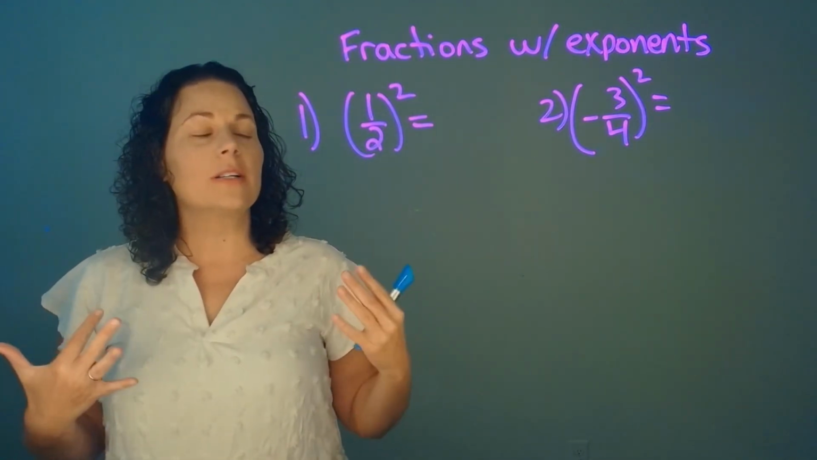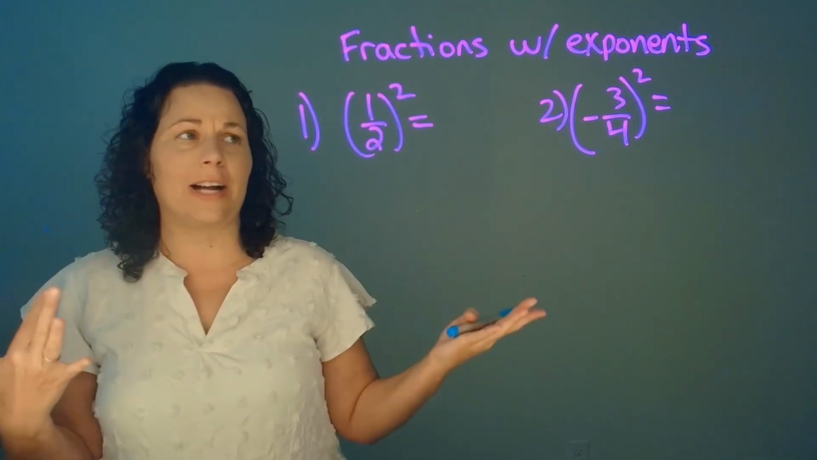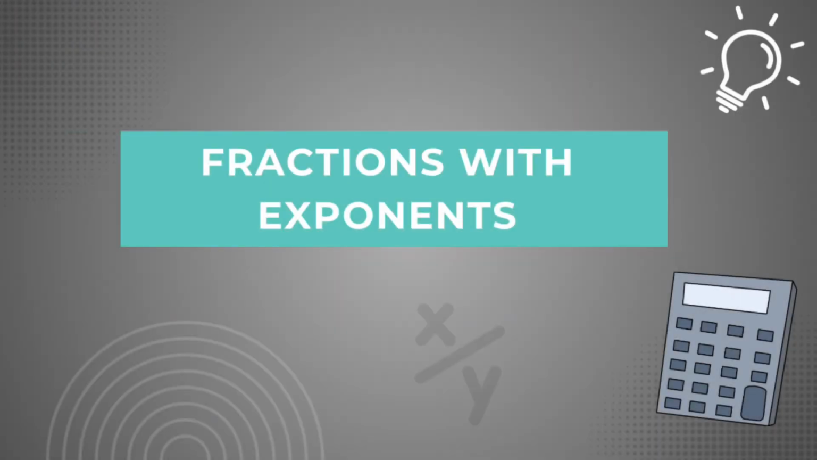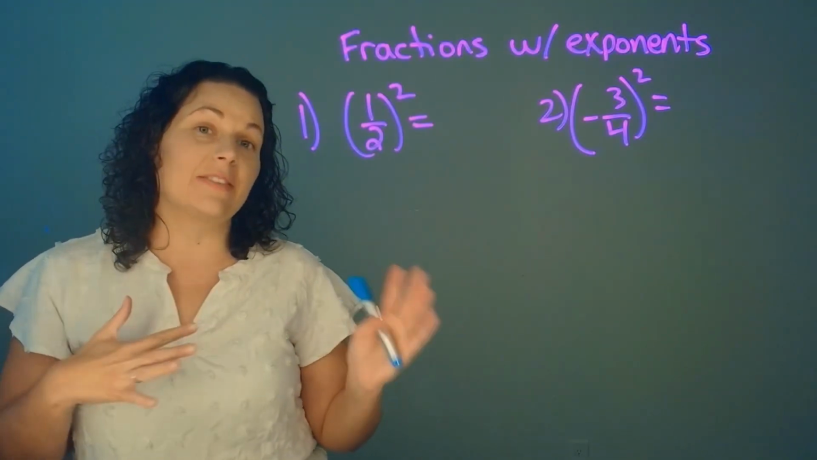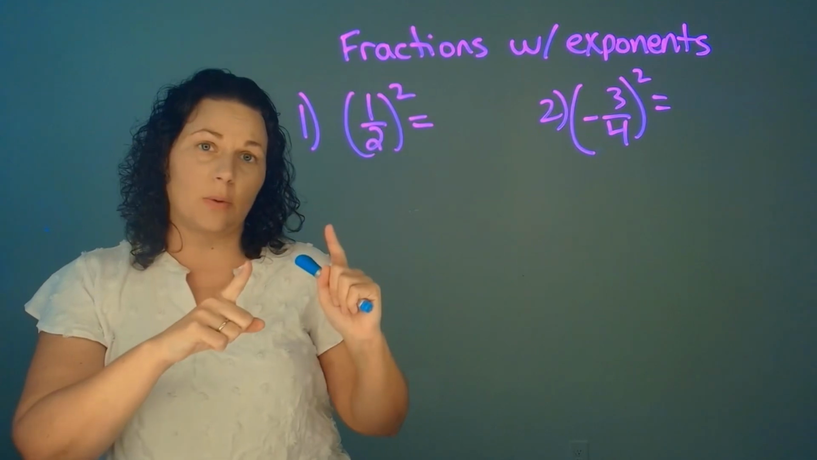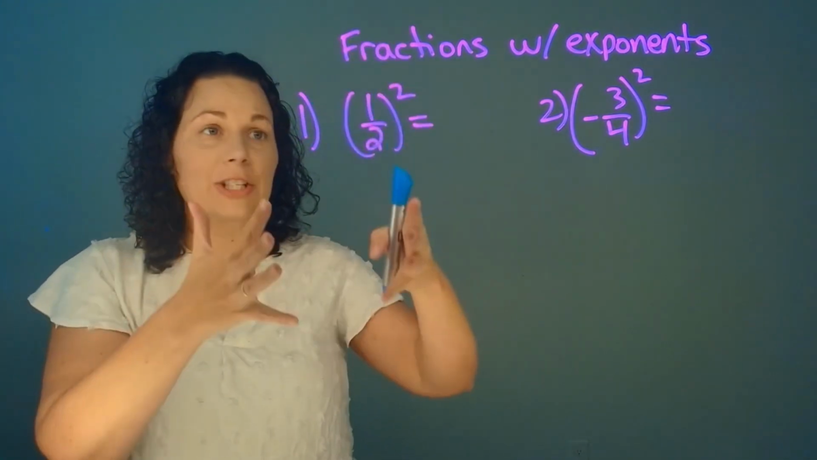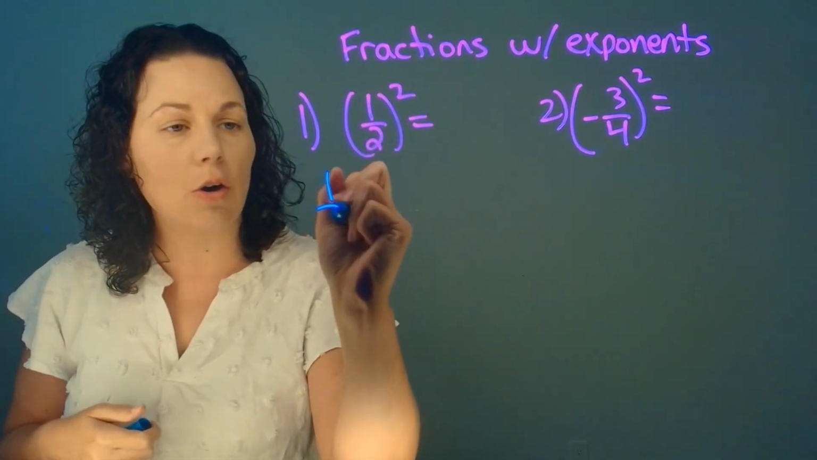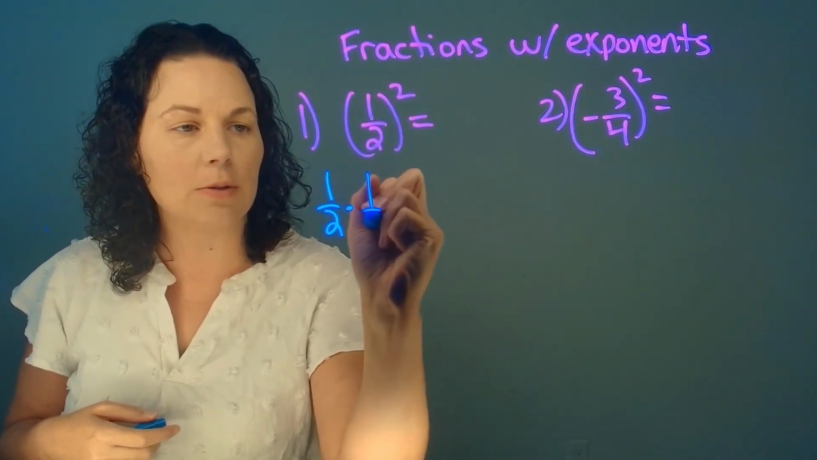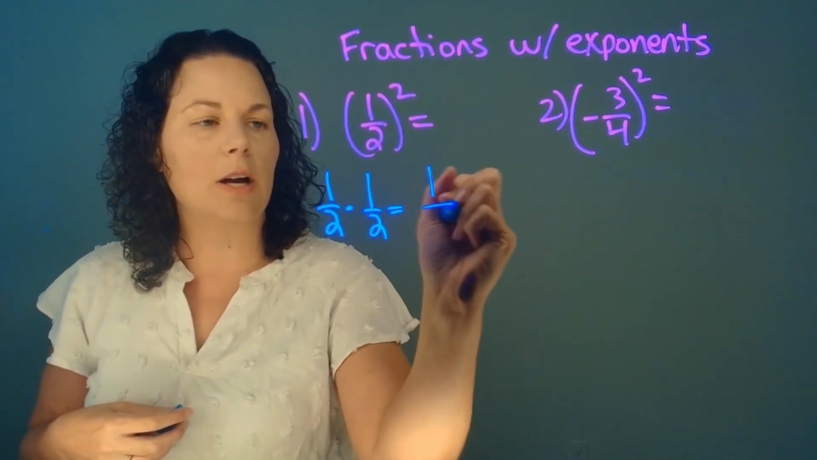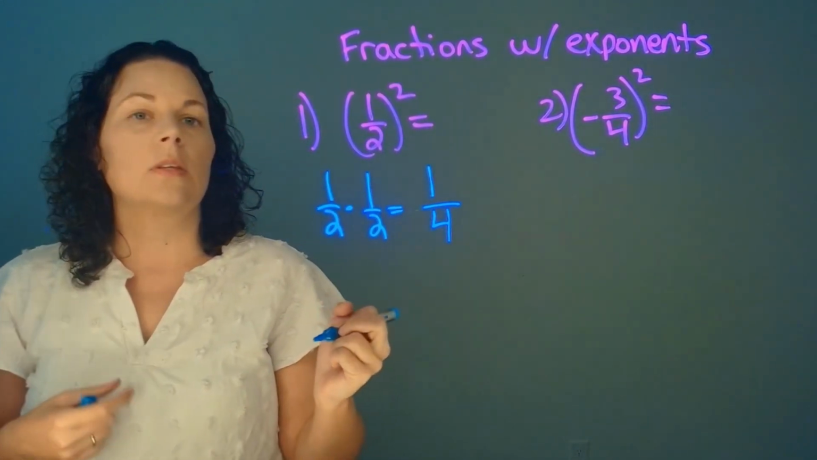In this video, we're going to talk about what we do with fractions when they have exponents. This is very similar to negative numbers with exponents. You have to pay attention to the parentheses, okay? So when the whole fraction is squared, it means we take the whole fraction and multiply it by itself. So 1 times 1 is 1, 2 times 2 is 4.